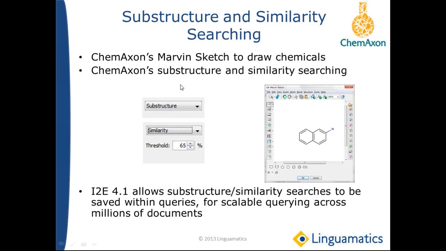There's then substructure and similarity searching, and you can use Marvin Sketch to draw the chemicals. There's substructure and similarity searching, and also in I2E 4.1, you can save the searches and then run those against different sets of documents. So 4.1 integrates the substructure and similarity searching much more deeply into the product than previous versions of I2E. And that means that you've now got scalable substructure and similarity searching across millions of documents.